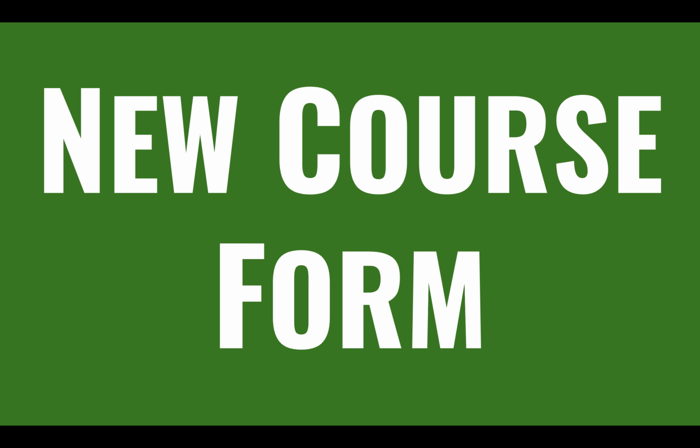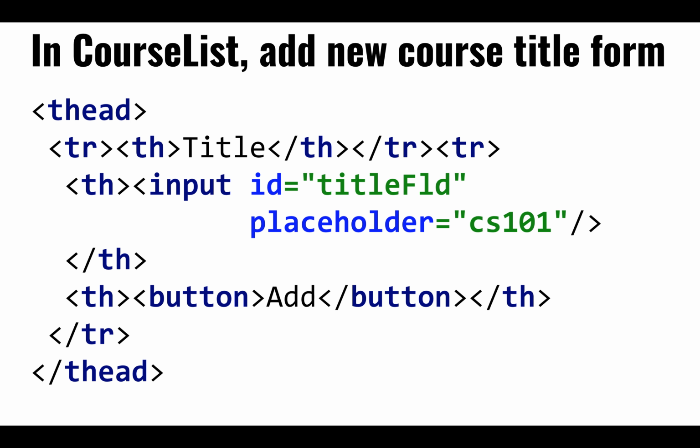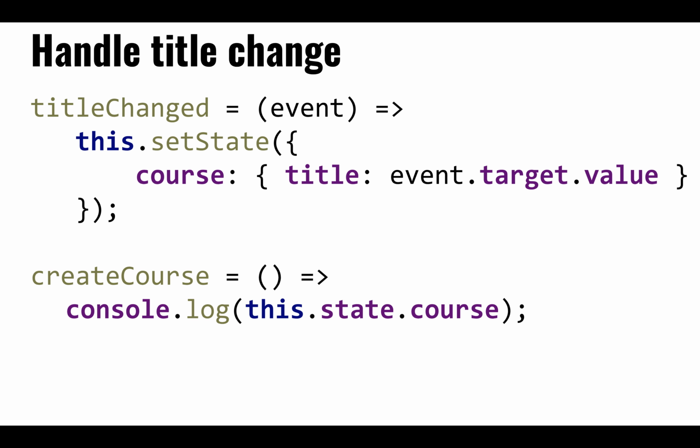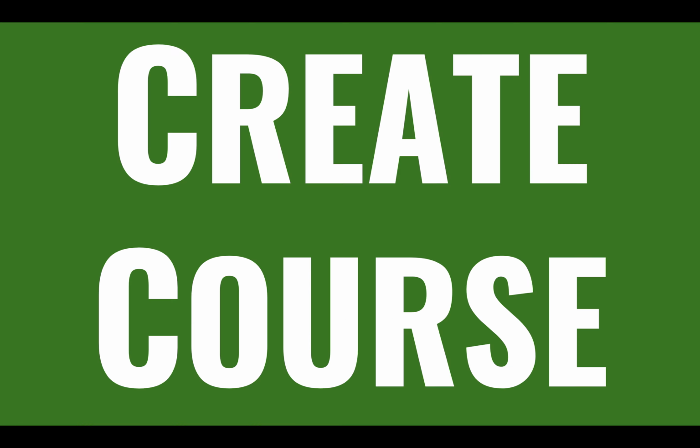All right. New course form is where you would post a brand new course. So, for instance, in course lists or course tables or whatever you called it, you might have at the top a form that allows you to create a brand new course. There might be an add button, and as you type the title of the course, you're updating the state. That's the same. That doesn't change. You set the state, the target values for any new course. That's fine.